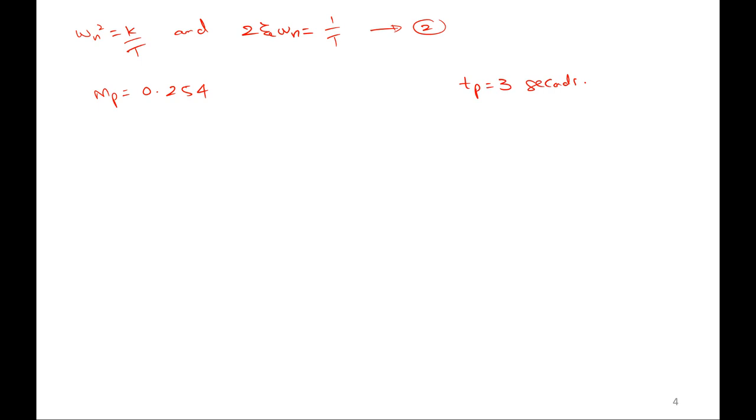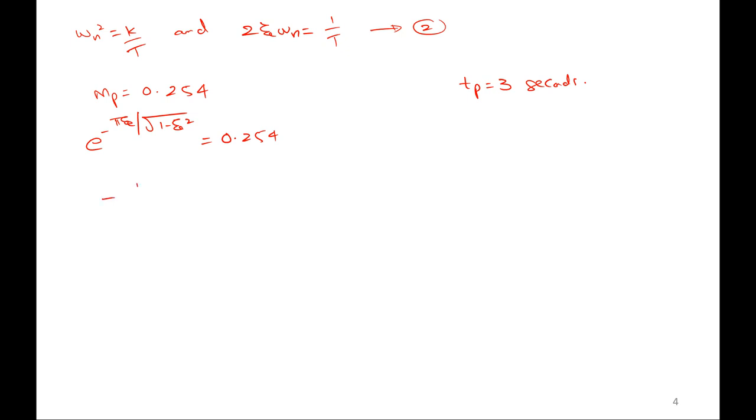Okay. We know the formula for Mp: e to the power of minus pi z divided by root of 1 minus z square, that is equal to 0.254. So from this we can find out the value of z. So take ln on both sides. It is not log, it is natural logarithm, ln.